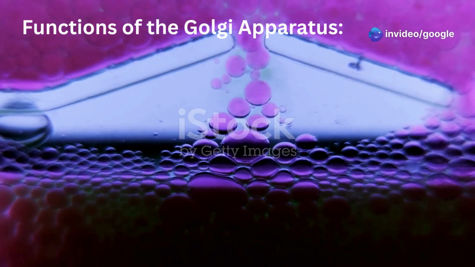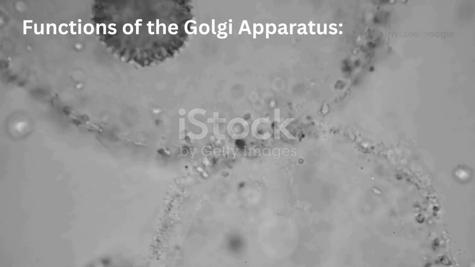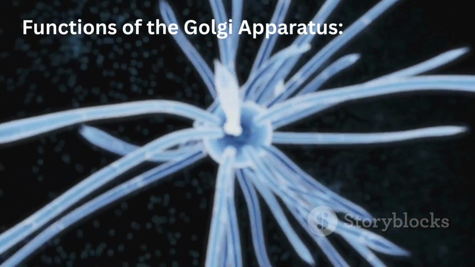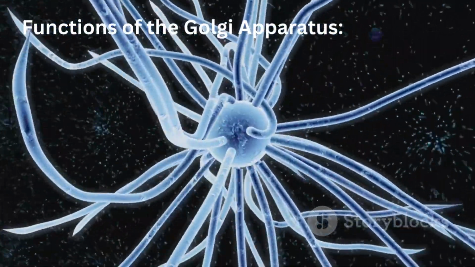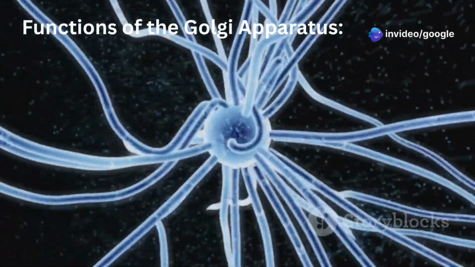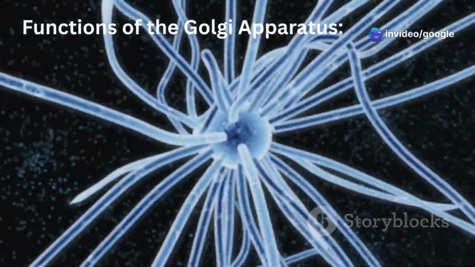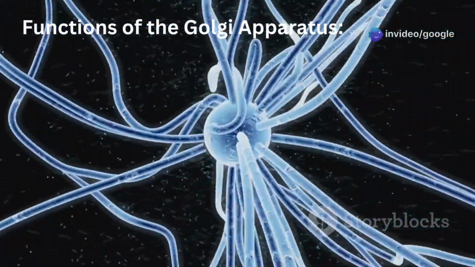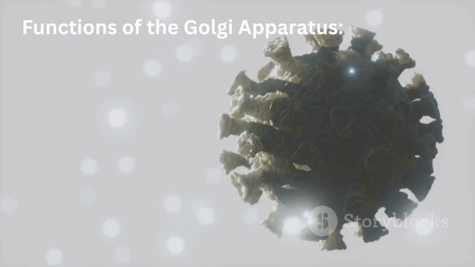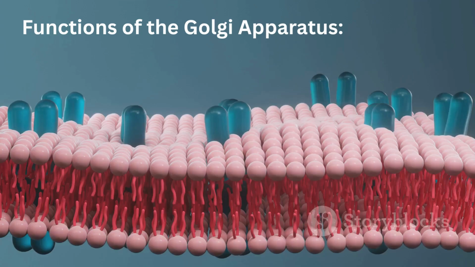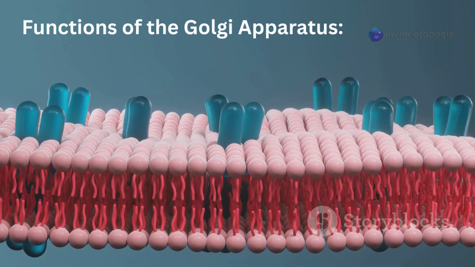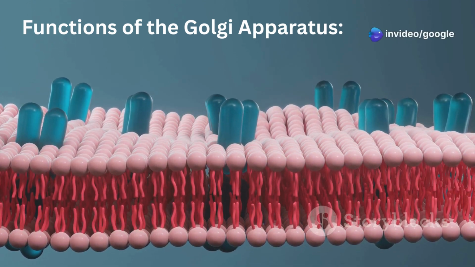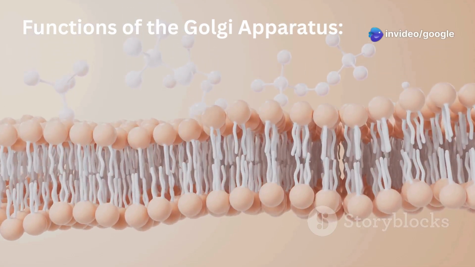Protein modification and sorting. This is a primary function. Proteins entering the Golgi from the ER undergo a series of post-translational modifications as they move through the cisternae. These modifications include glycosylation, addition of carbohydrates, phosphorylation, sulfation, and proteolytic cleavage. The Golgi also sorts these modified proteins according to their final destinations, for example, lysosomes, plasma membrane, secretion.